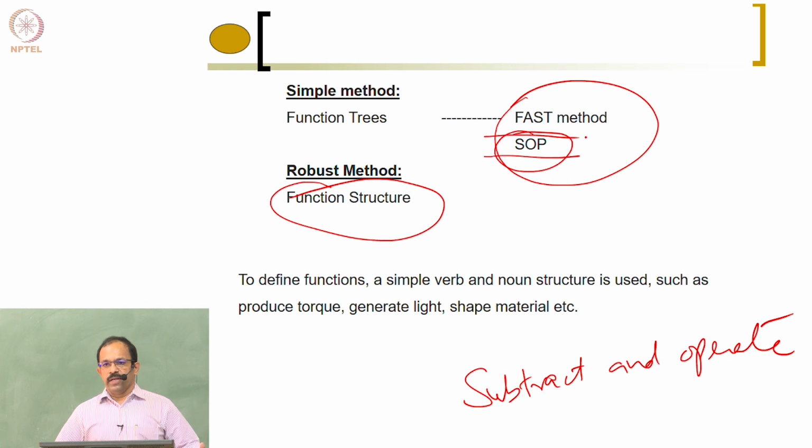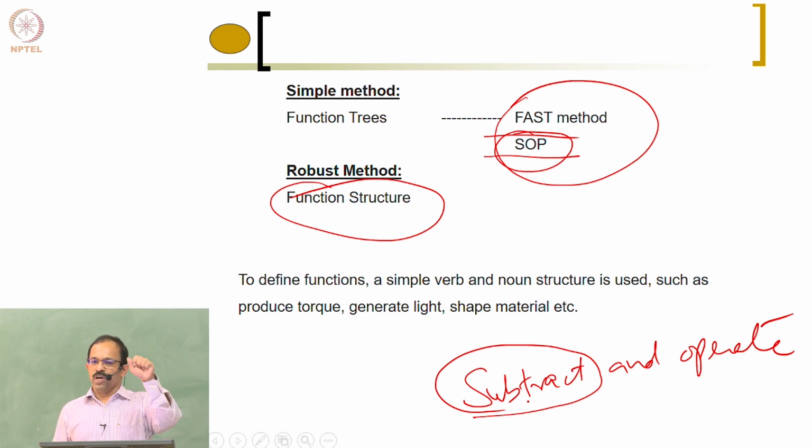Suppose you have a table fan which you are seeing in the lab. Now, subtract and operate procedure says that you remove one part of the product and then try to operate it and see what is missing in that product. When this part is not there, what will be missing in the performance of the product, and that missing element is the function of the part.